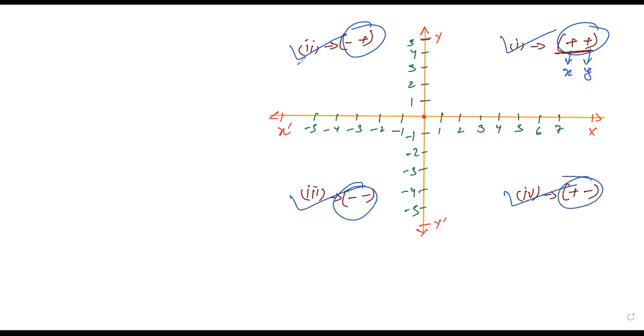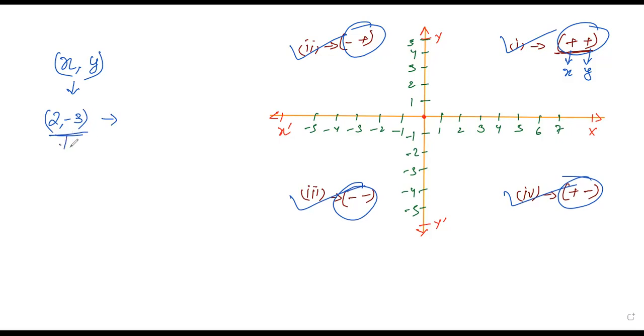The signs of the quadrants are very, very important, because on the basis of that some questions can be asked. Suppose, for example, a question asks you to identify the quadrant. The coordinates, that is x and y, are provided to you as (2, -3). Which quadrant will it belong to? How could we identify this?